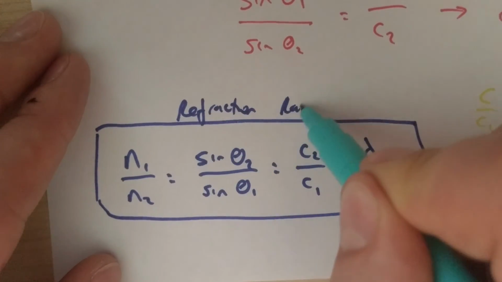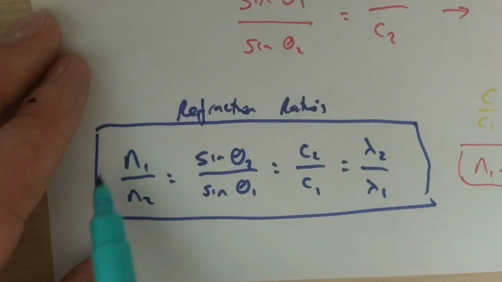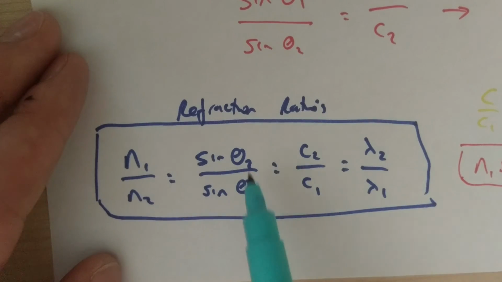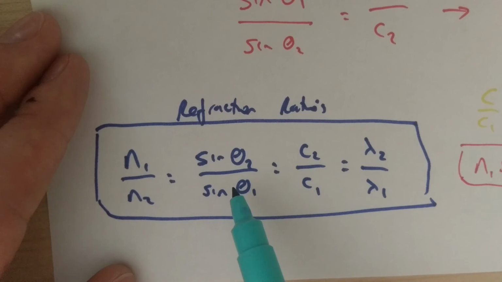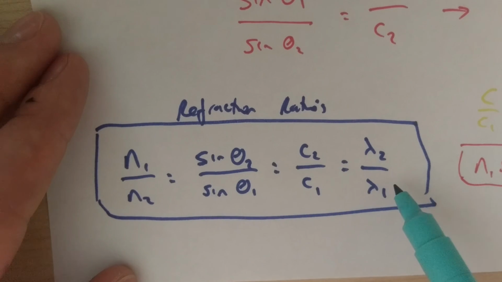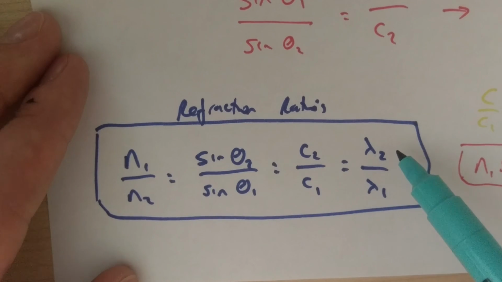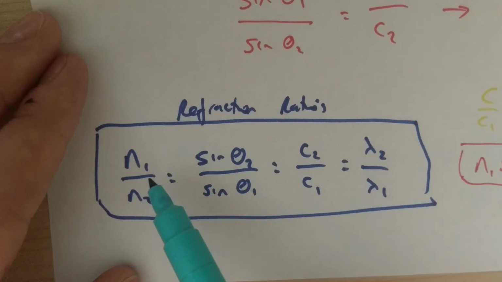The key thing to remember with these is that the refractive index ratio is the opposite way around to the others. So in these examples, the sine of the angle, speed of the wave, and the wavelength, we've got material 2 over material 1. Which means for refractive index, it must be material 1 over material 2. So this is the odd one out because its ratio is the opposite way around to the other three.